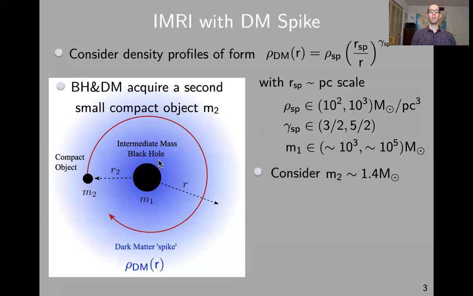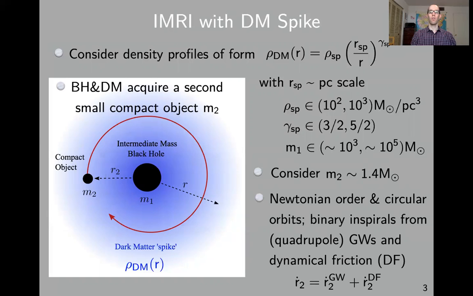Similarly, I'll consider the spike to form around an intermediate mass black hole, so an object between 1,000 and 100,000 solar masses. And I'll also consider the possibility that this system of black hole and dark matter spike captures a second compact object, M2, which I'll assume to be of a neutron star mass. For this talk, I'll consider the object M2 to be on circular orbits, and I'll describe these orbits and the dynamics of the dark matter just by Newtonian physics.